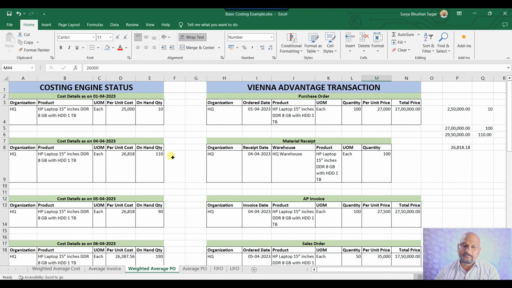I hope you are able to understand, and this applies not just to this costing method but to all the costing methods that we are going to discuss. The cost is calculated in the primary unit of measurement and the primary currency, and if you are not using them while calculating the cost, you need to do the conversions and enter the values accordingly. So that's all in terms of weighted average PO.